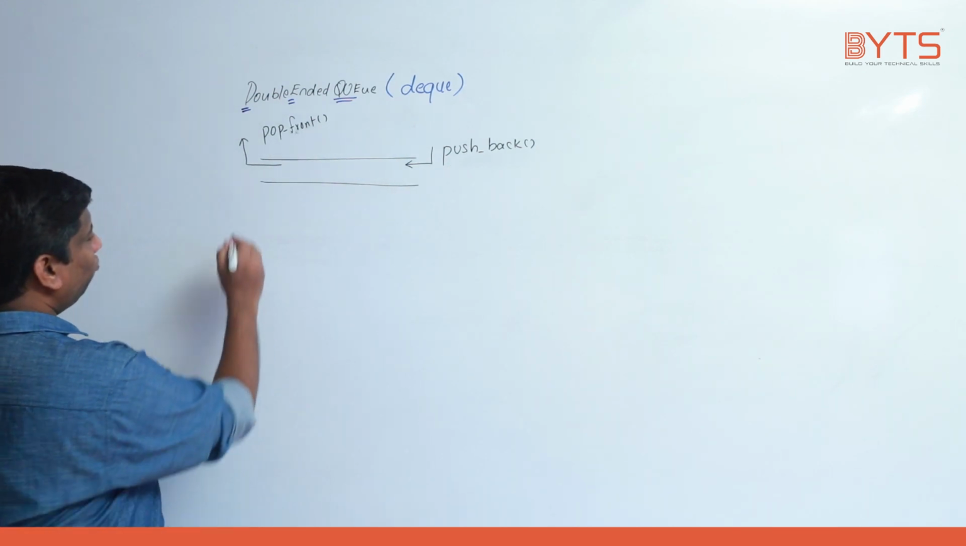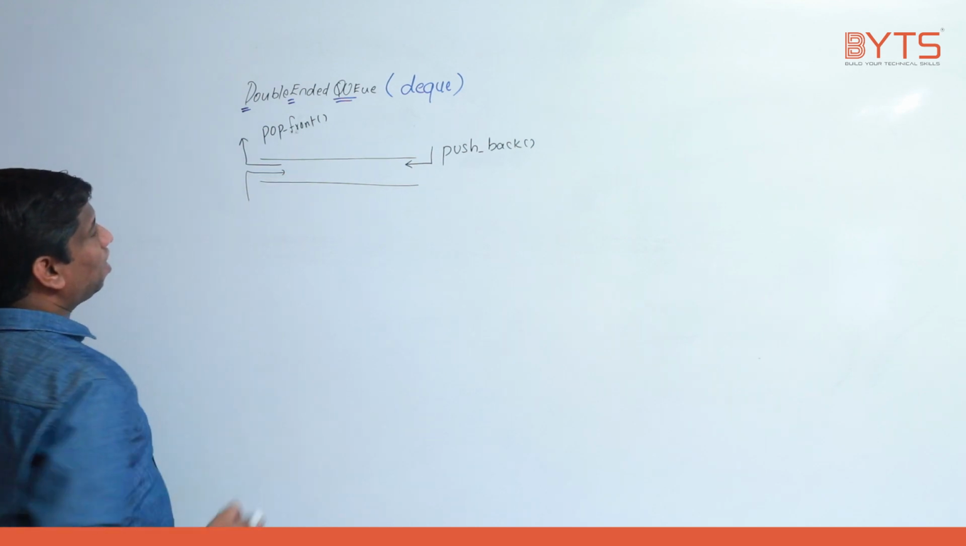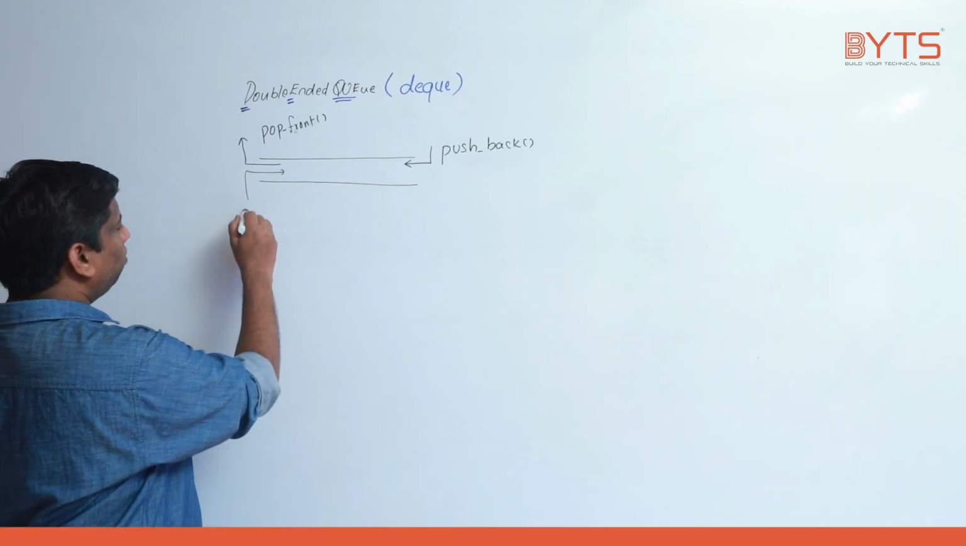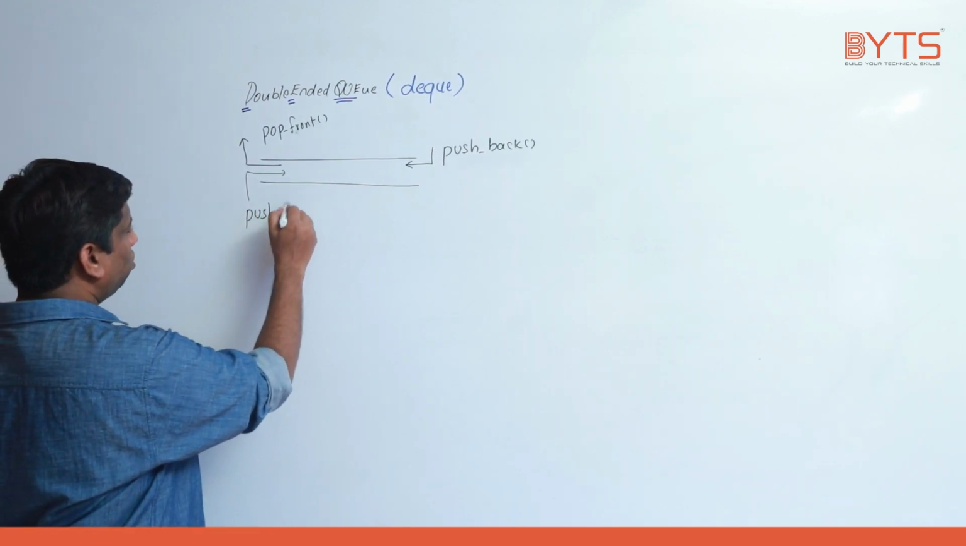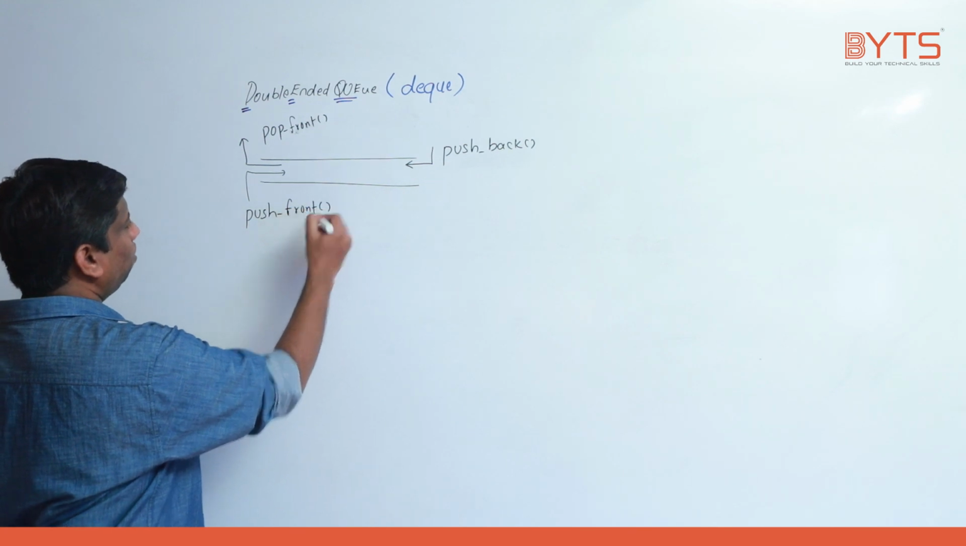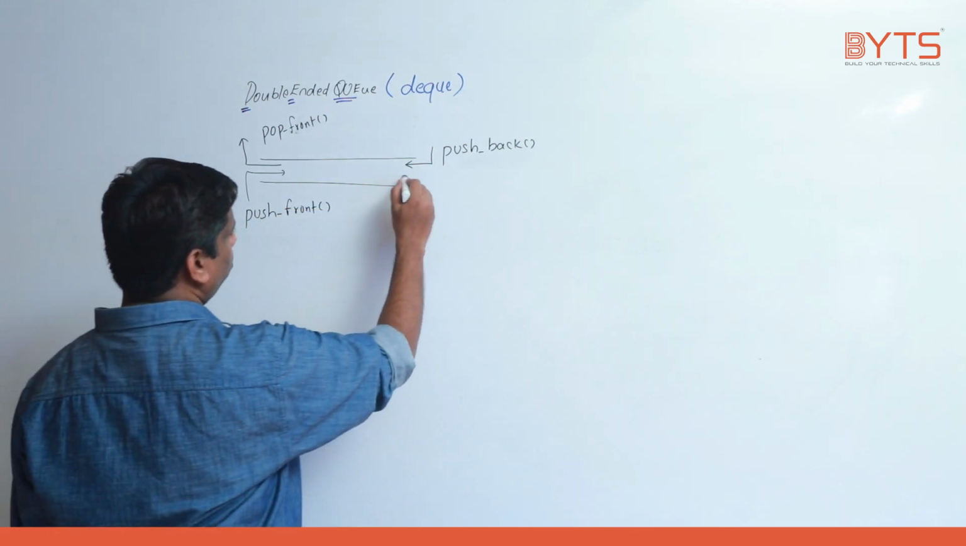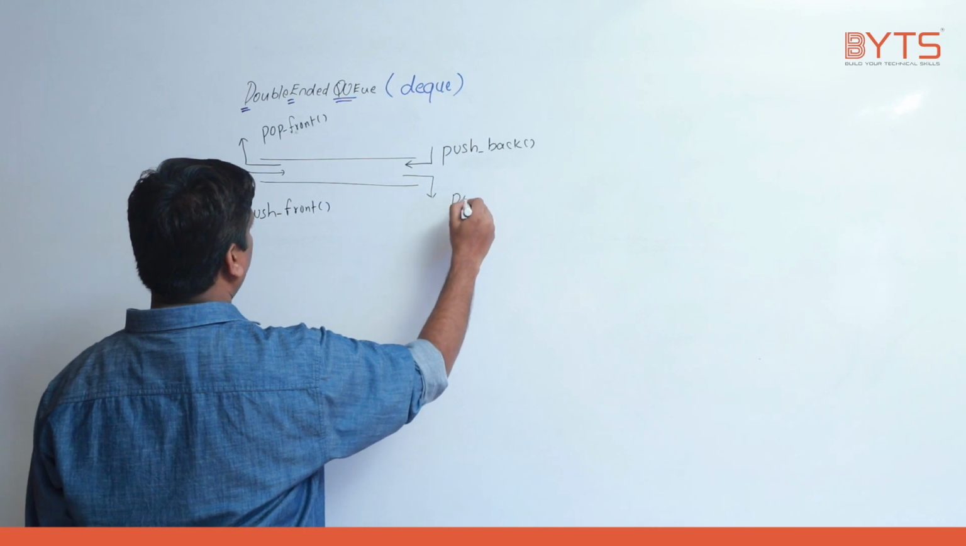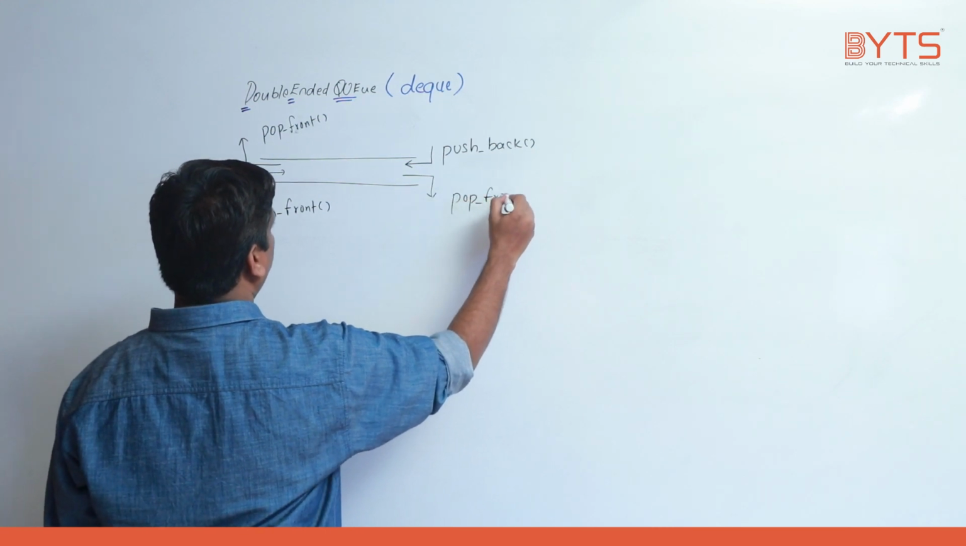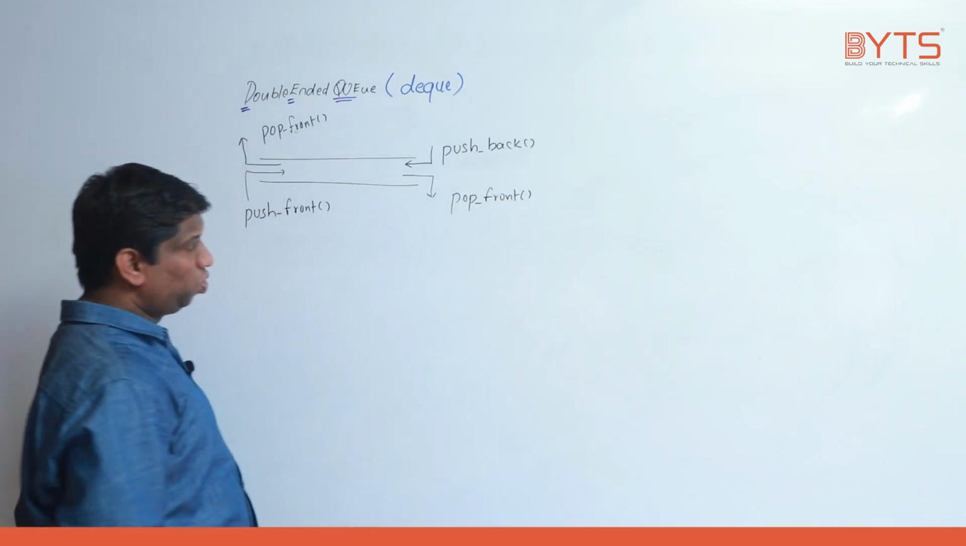Now same case, we can insert at front end also. Means what? Push underscore front. Same thing we can delete here also. So what is this one? Pop underscore front. I hope this is very clear, right?